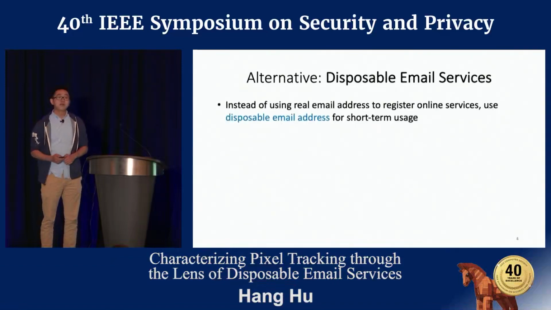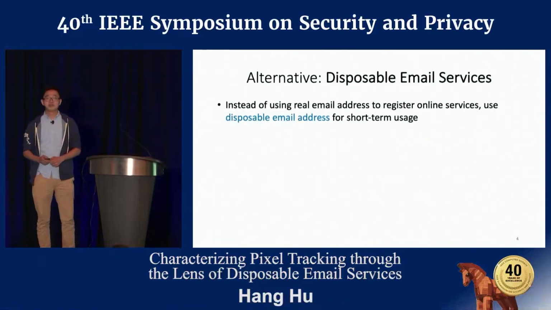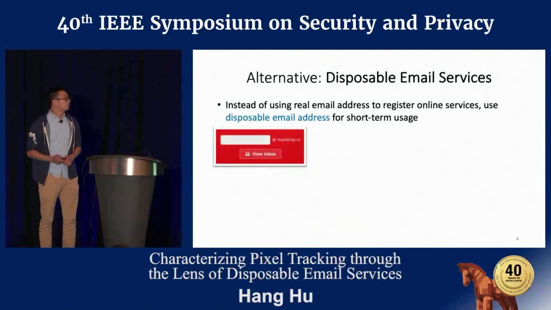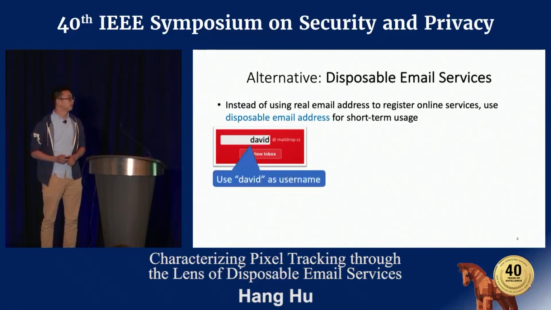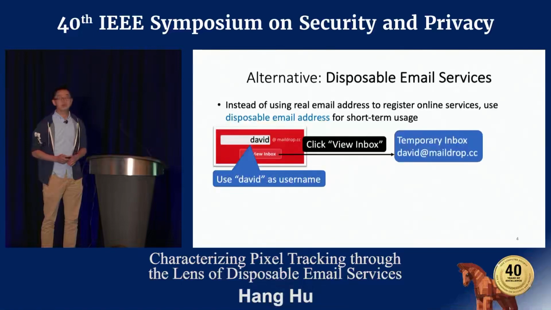Because of all those privacy concerns, users go for an alternative solution called disposable email service. For example, mailjob.cc is a disposable email service website. Users can use any username they want without a password. For example, let's use David as our username and click View Inbox. We get a temporary inbox called david@mailjob.cc.